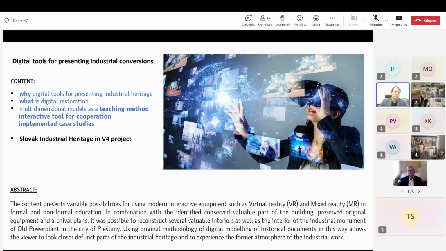So why digital tools? What is digital restoration, and how are we using it as a teaching method in implemented case studies? That will be the first part of the presentation, and then I will briefly introduce our Slovak Industrial Heritage chosen for the V4 project, and the reason why we chose those seven industrial conversions.